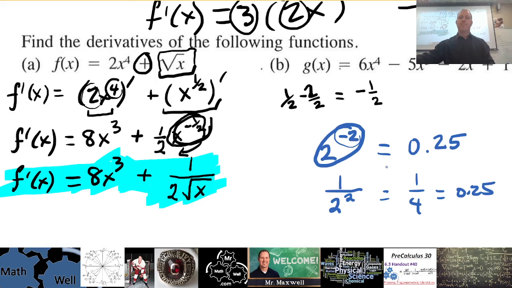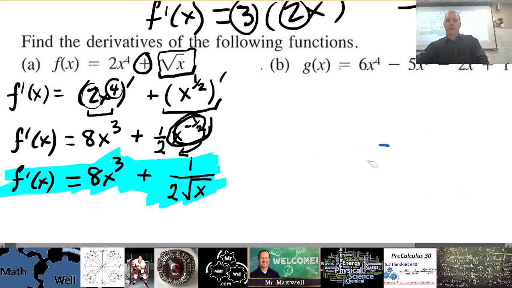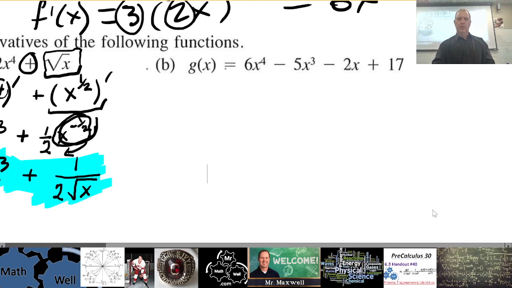Let's do B then. Okay, so here it is. g of x is 6x to the 4th minus 5x cubed minus 2x plus 17.